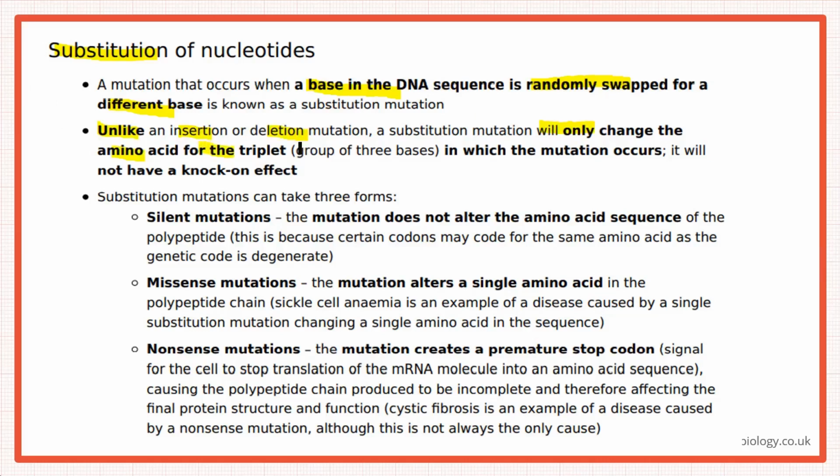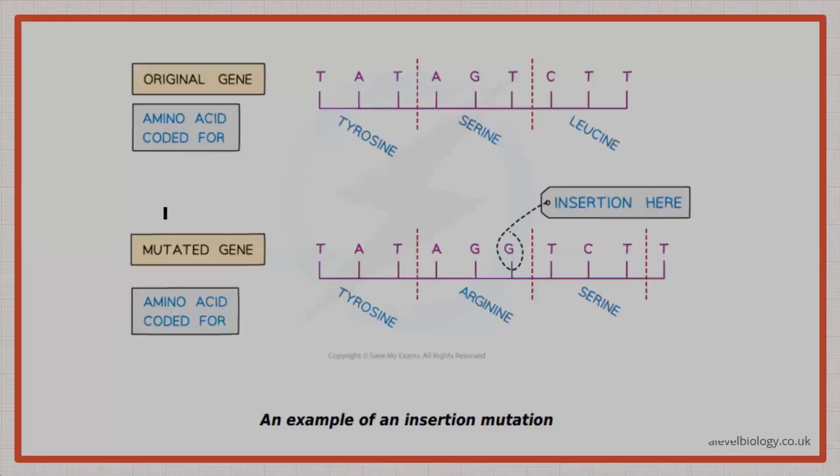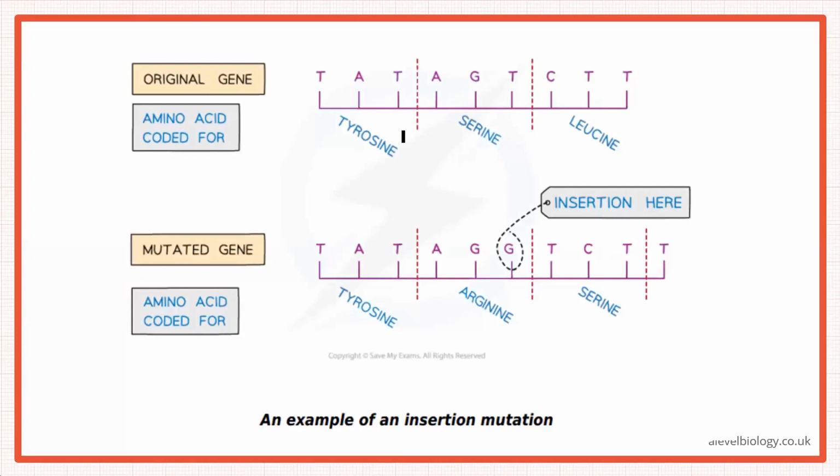So it means that whatever change there is, it is there at the group of three bases in which the mutation occurs, but it will not have a knock-on effect. So substitution mutations can take three forms. And like this term is written here, knock-on effect. For example, here we were discussing insertion. In insertion, this T was not removed at all. It was still there, but it moved and came here. It didn't disappear. So that's still there.